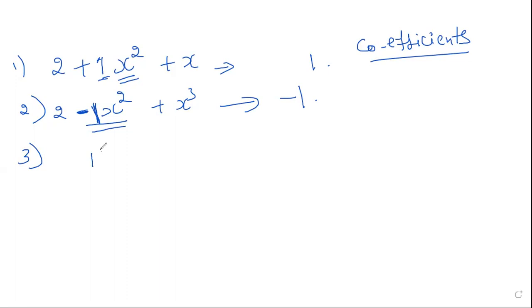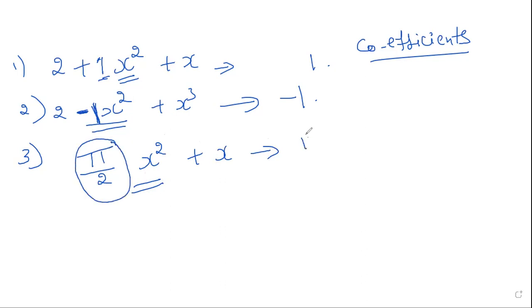Next one, pi by 2 x square plus x. So where is x square? Yes, it is here. What is the coefficient of x square? What is there behind x square? Pi by 2 is there. That is the coefficient. Okay, pi by 2.